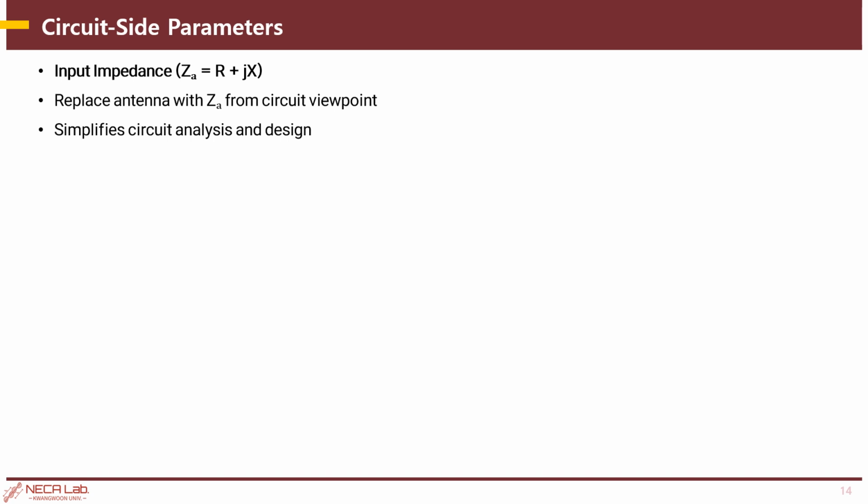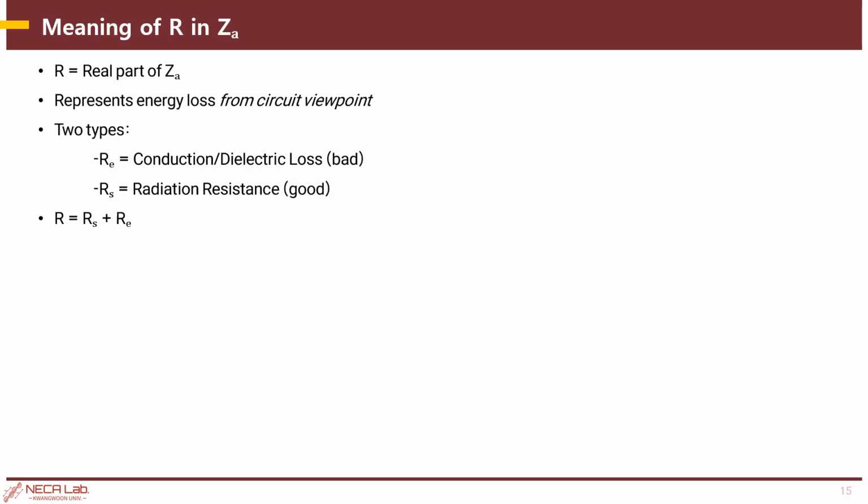Now, from a circuit point of view, an antenna can be represented by its input impedance ZA equals R plus jX. Here R is the real part, which represents resistance, and jX is the imaginary part, which represents reactance. By replacing the actual antenna with its impedance value, it becomes easier to analyze or design circuits, especially when working with matching networks or simulators. This simplification helps treat the antenna like any other circuit component.